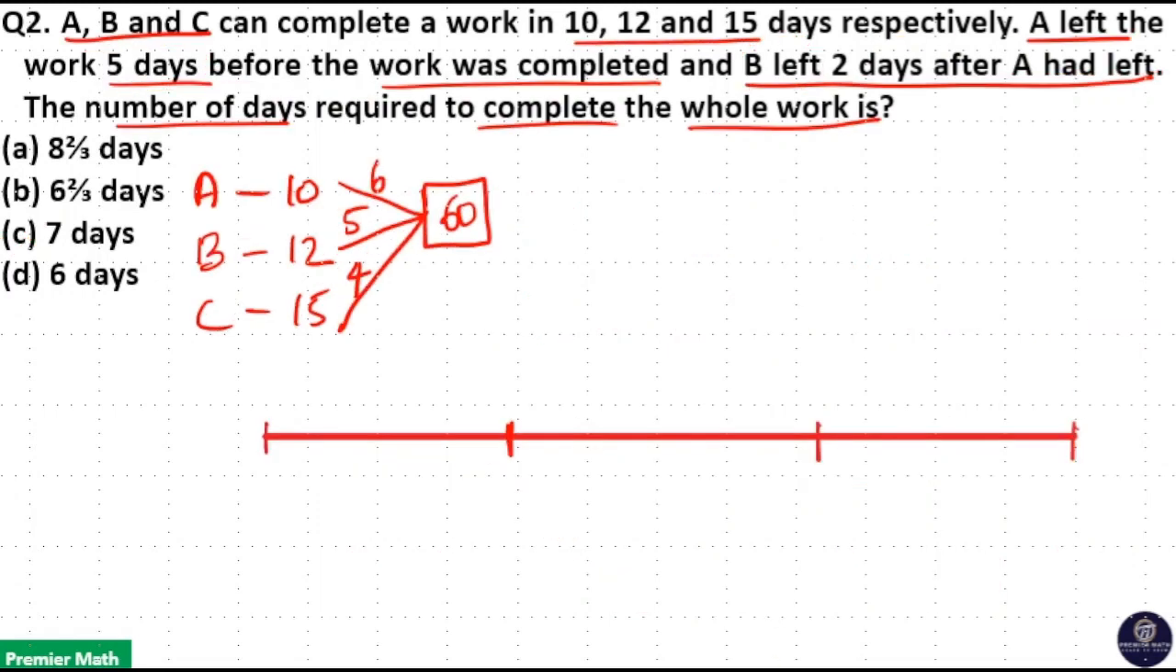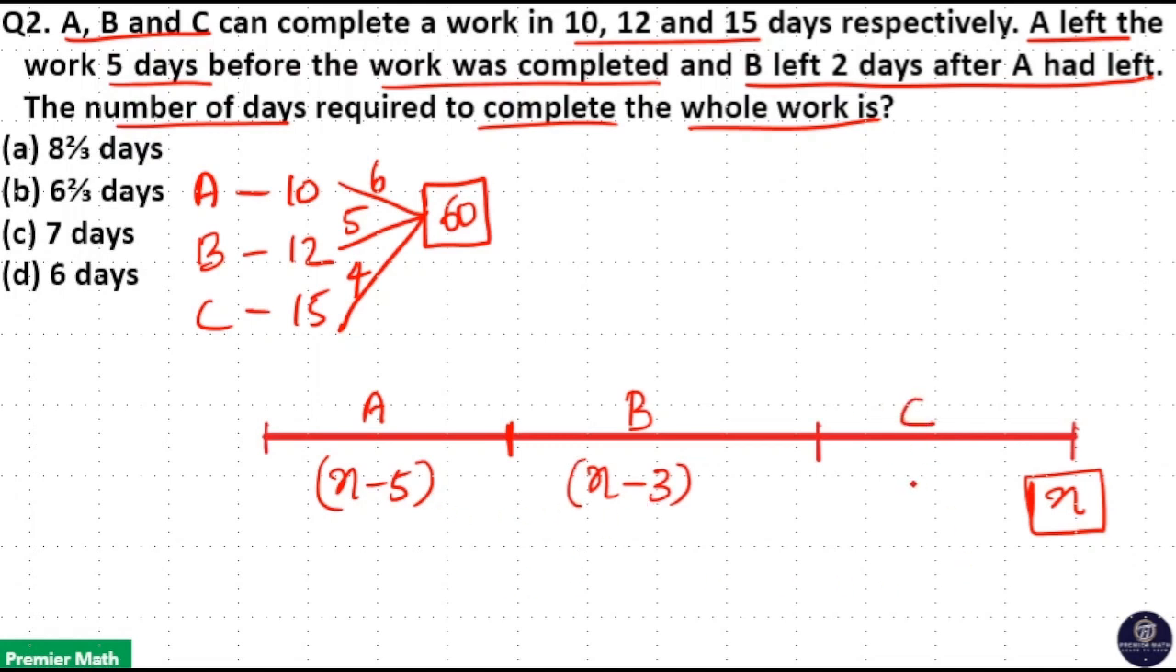You can do this in a different way as well. Let X be the total number of days to complete this work. Then A left 5 days before the work ended, means A worked for X minus 5 days. And B left 2 days after A had left, means B worked for X minus 3 days, because 5 minus 2 is 3. And C worked for the whole time, that is, C worked for X days.